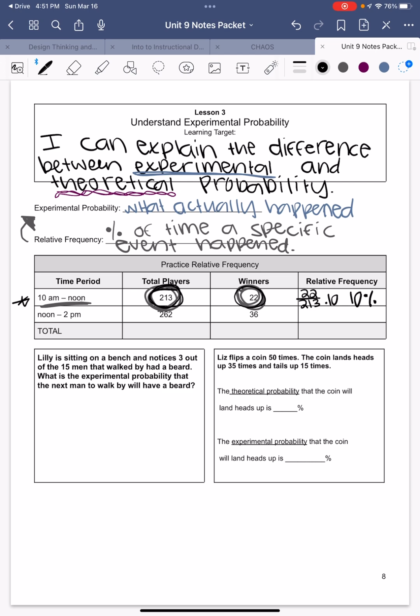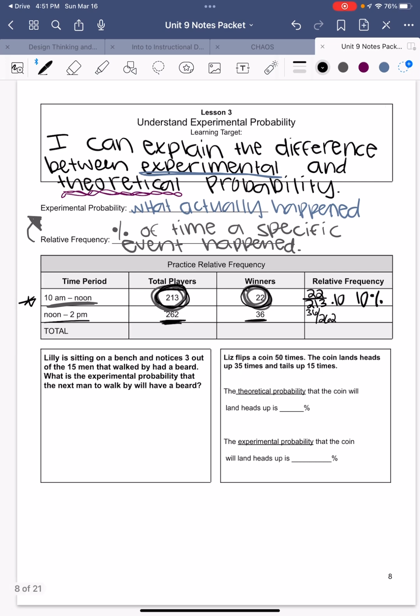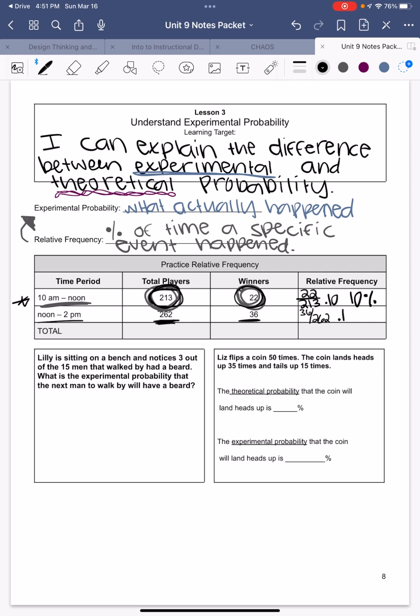Okay, then looking at noon to 2 p.m., so it's a different time frame, there was 262 players, 36 of them won. So a little bit more, 36 out of 262. There's also more players. So to figure out that decimal, we're going to do 36 divided by 262. We get 0.14, which is 14%. So from there, we know 14% of them won. So at 10 a.m., 10% won. And at noon, 14% of them won.